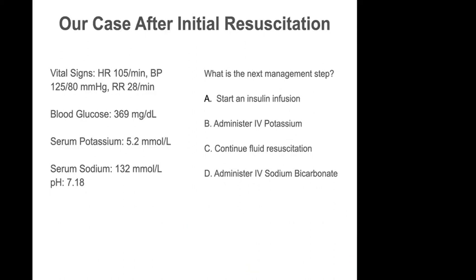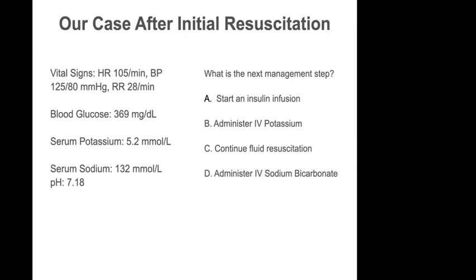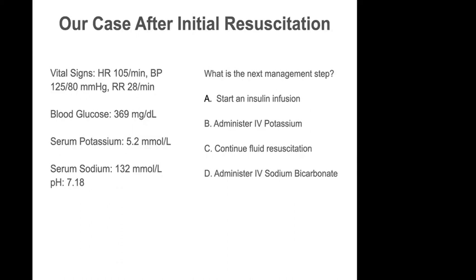Some are asking if Ringer's lactate will worsen glycemic control. Can you comment on that? My answer is no. I don't think it worsens glycemic control because there's no glucose within lactated Ringer's. So lactated Ringer's will not worsen glycemic control.